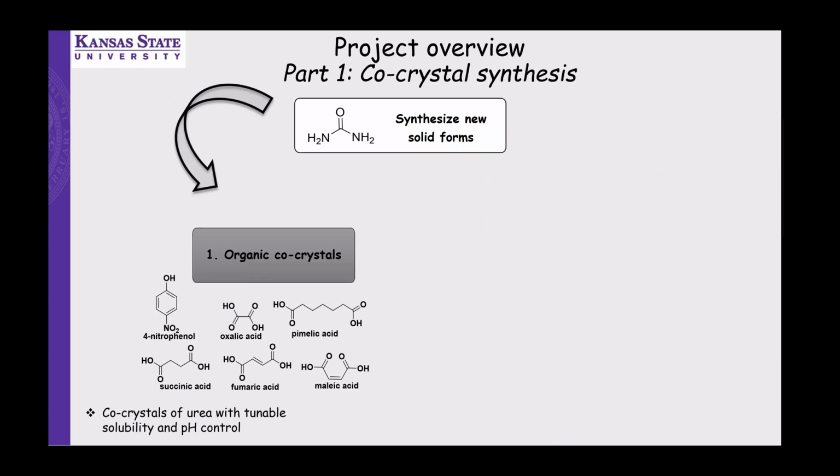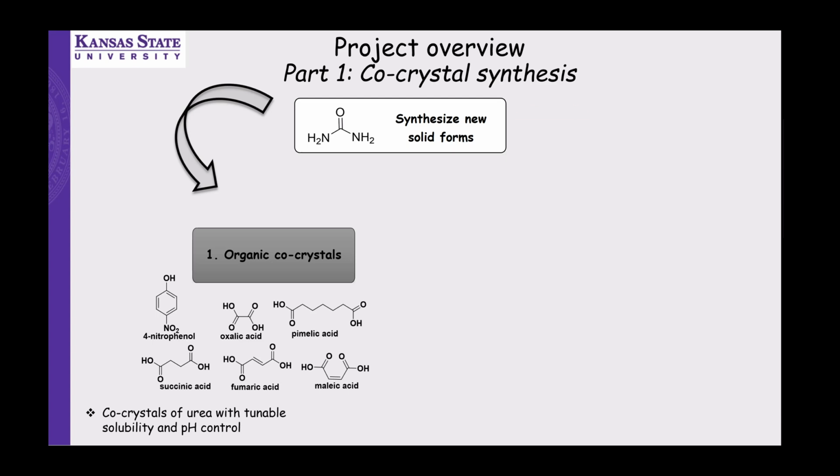And we're going to focus on the combination of urea with a series of organic co-crystals. You see 6 of them listed in the bottom left corner here. Hopefully, the goal is to try to tune or fine-tune the solubility in water, and also to provide some sort of pH control, because we don't want the pH to be too high.